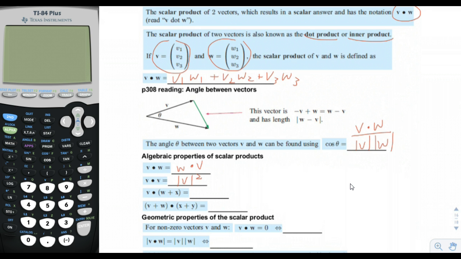V dot (w plus x), you can do a distributive property on it. It's equal to that. And (v plus w) dot (x plus y) will give you v dot x plus v dot y plus w dot x plus w dot y.